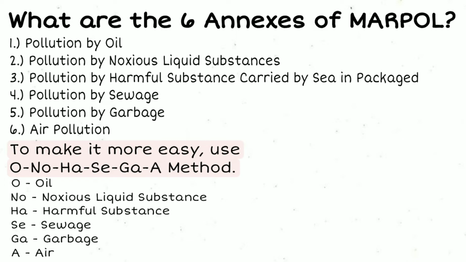To make it easier, use the O, NO, HA, SE, GA, A method. O for oil. NO for noxious liquid substance. HA for harmful substance. SE for sewage. GA for garbage. A for air.